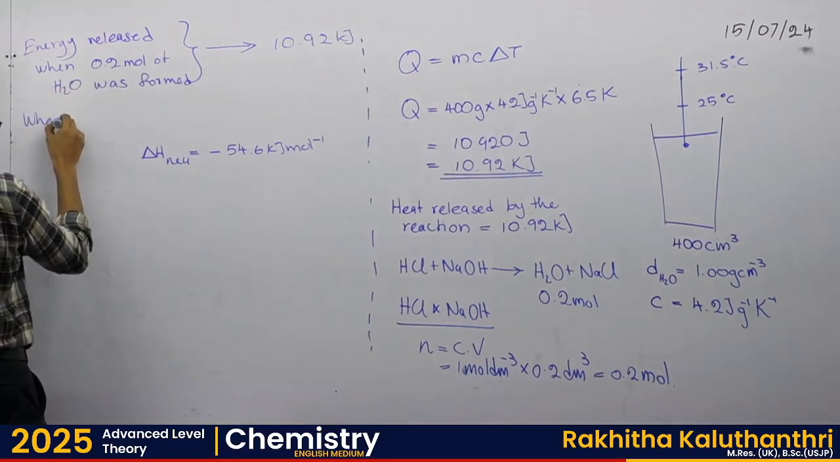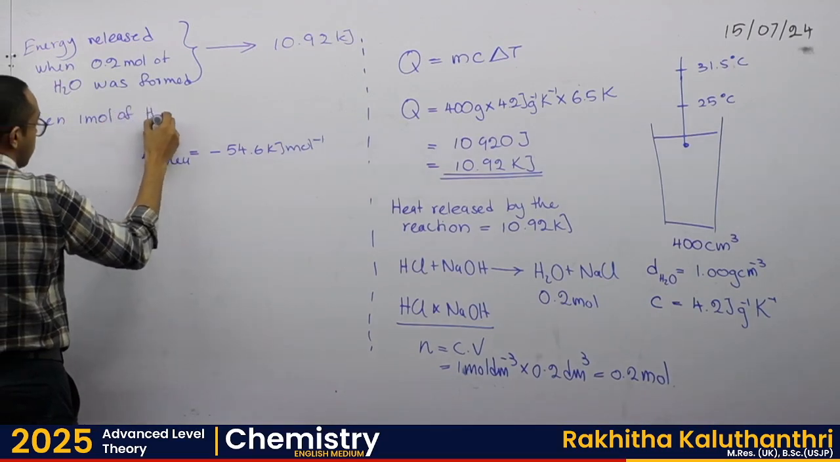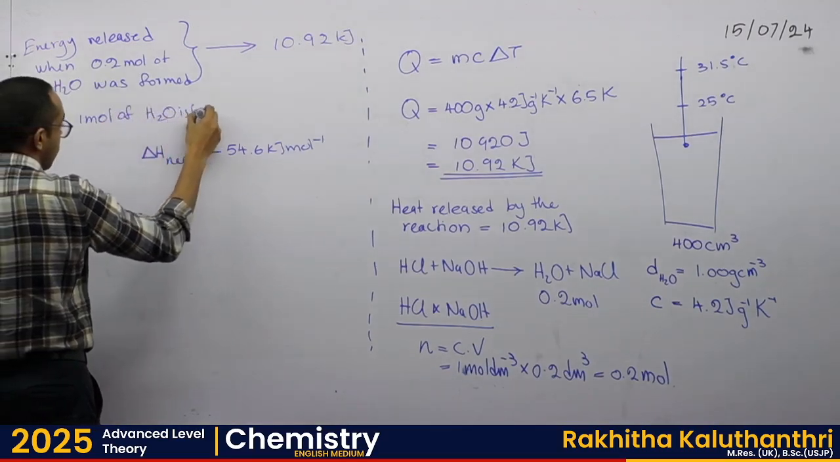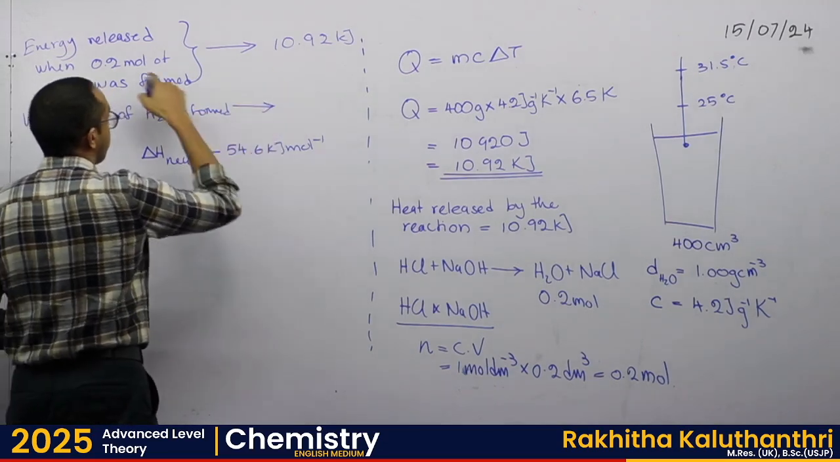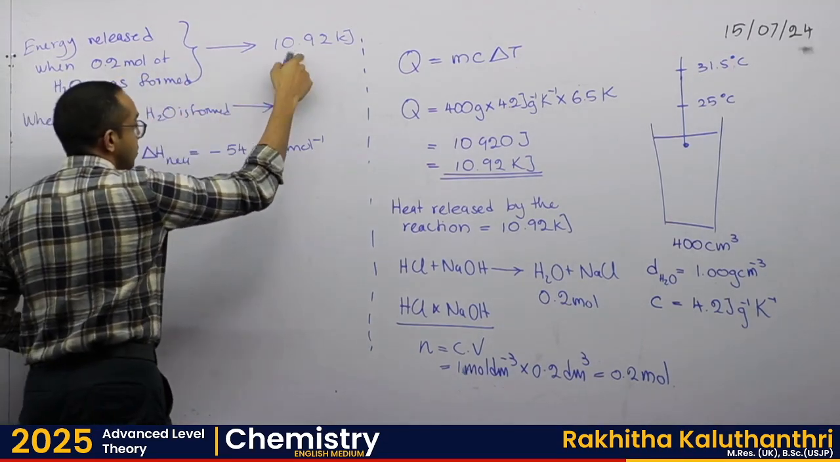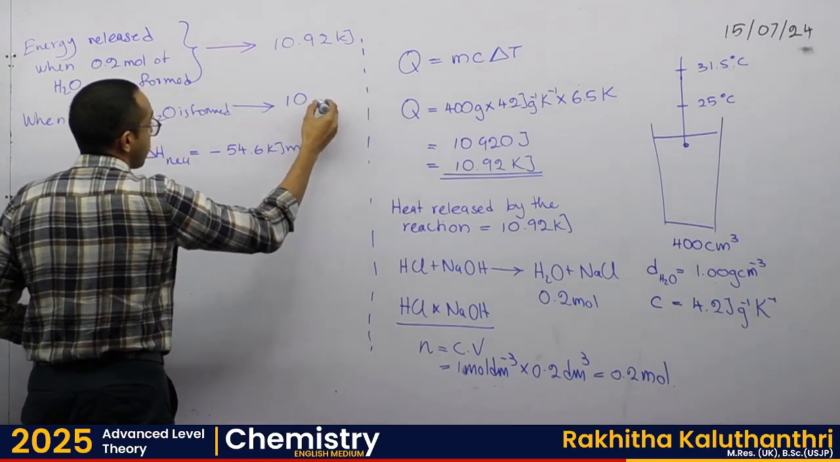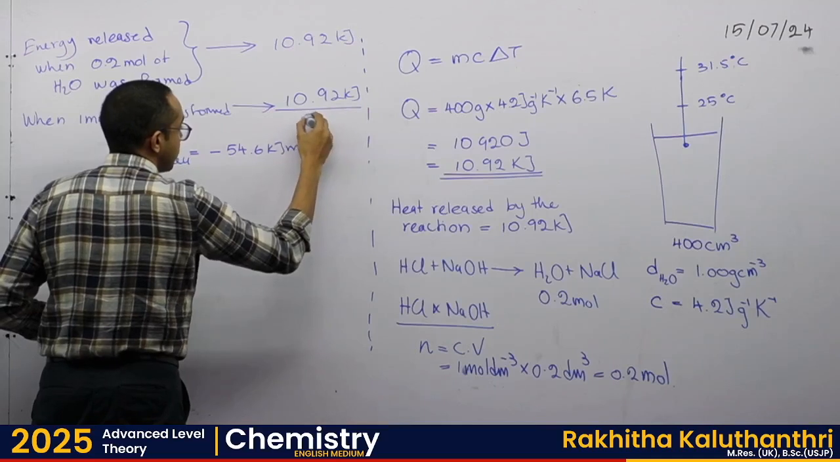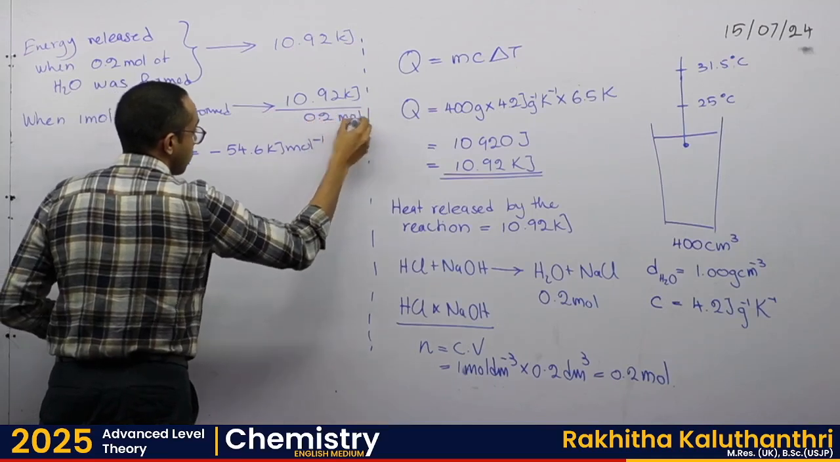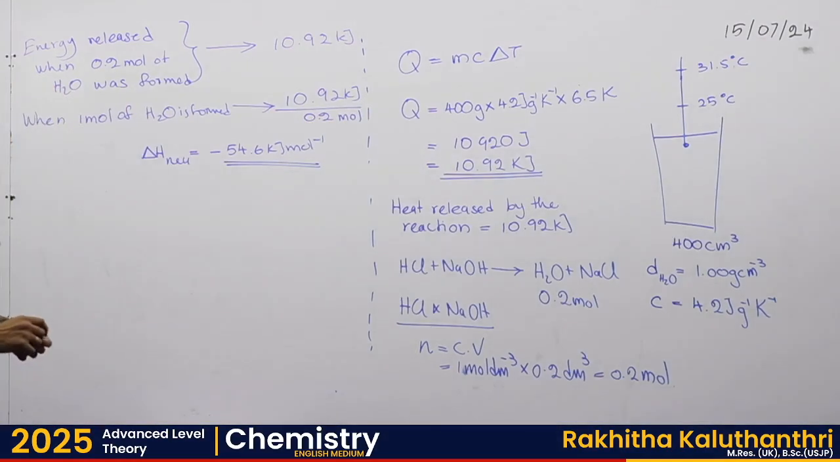Then you can write, when 1 mole of H2O is formed, then that would be, if 0.2 moles formed releases this much energy, 1 mole would be this many kilojoules divided by 0.2 mole, and it comes to this value, and that value happens to be your neutralization enthalpy.